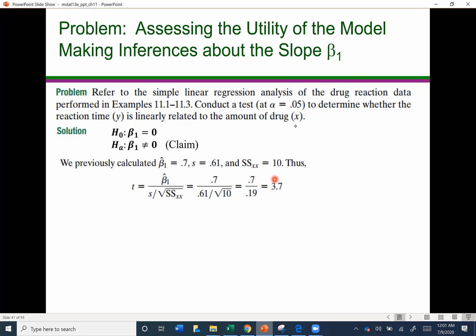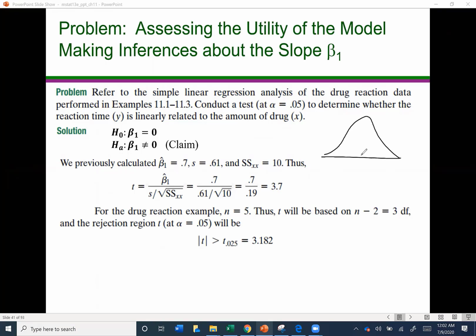How far away is B sub 1 hat, obtained from my sample, from my assumption that B sub 1 is equal to 0? This is a t-distribution. The degrees of freedom of this distribution are n minus 2. In this case, we use 5 ordered pairs, minus 2 is equal to 3. The degrees of freedom is 3. Then, in that distribution, we expect 0, but my evidence falls at this point, 3.7.